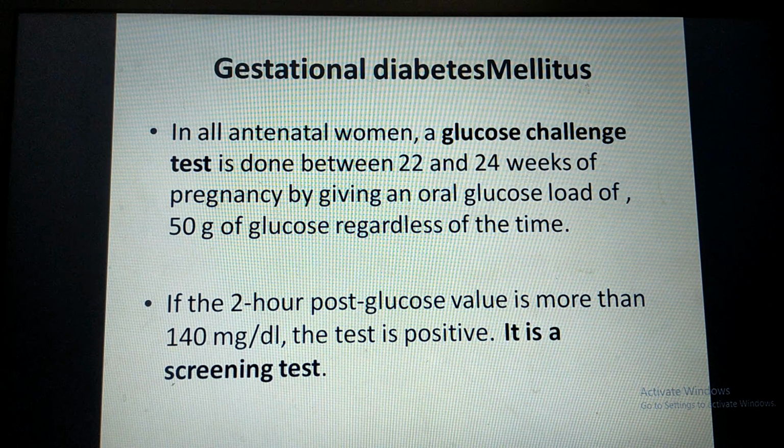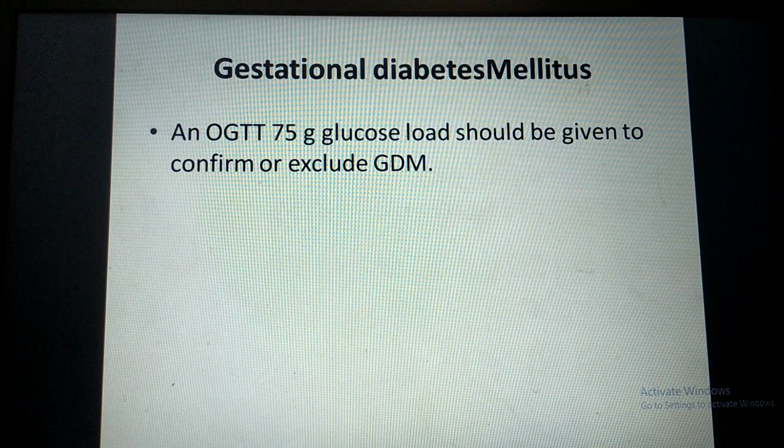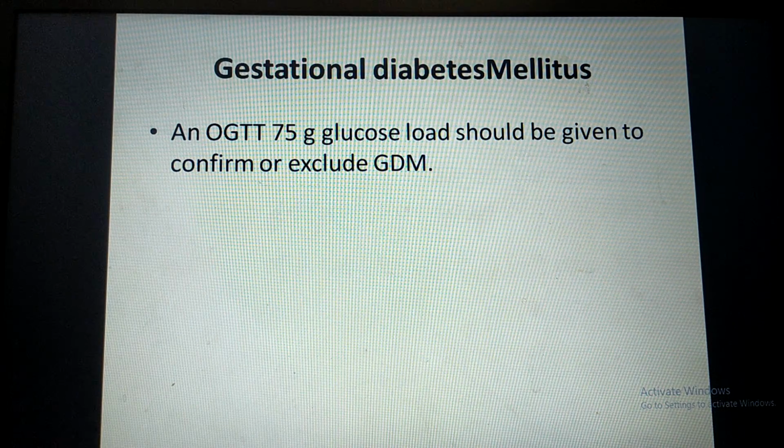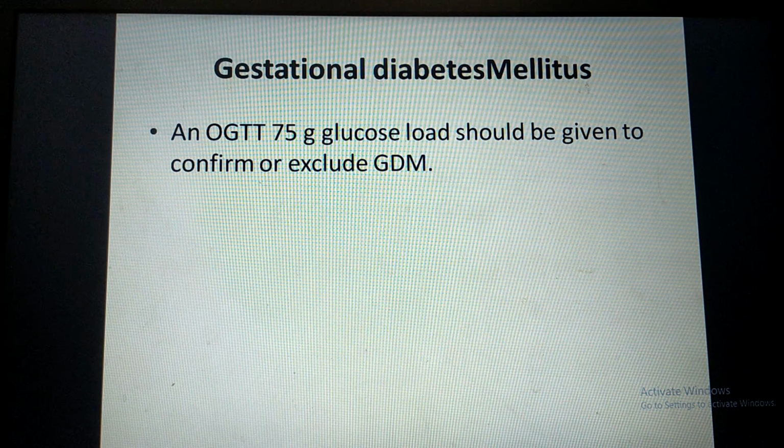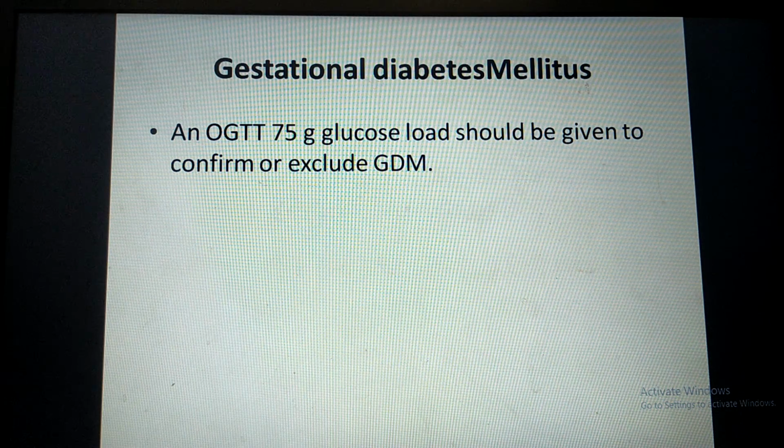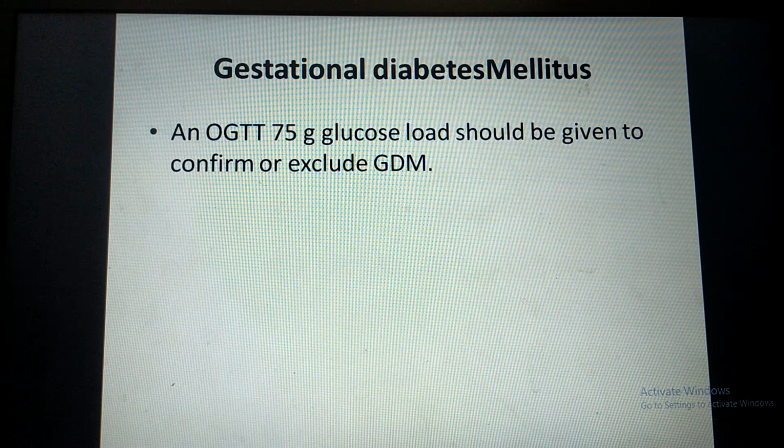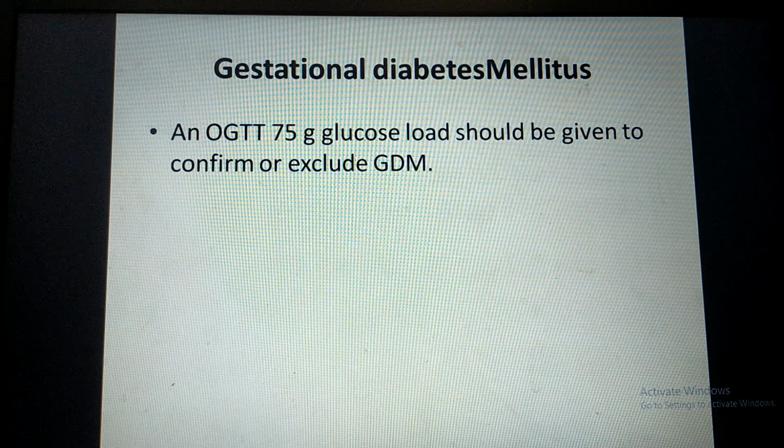If this glucose challenge test is positive, you have to go for another test called oral glucose tolerance test, because glucose challenge test is a screening test. For confirmation, we have to go for oral glucose tolerance test, where 75 gram of glucose should be given to confirm or to exclude gestational diabetes mellitus. So the procedure of oral glucose tolerance test and its interpretation is given in the last lecture, so refer to that lecture for details of this oral glucose tolerance test.